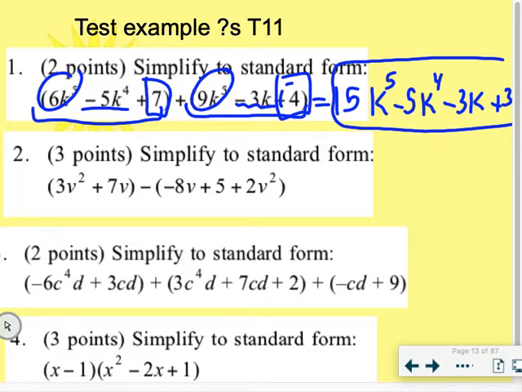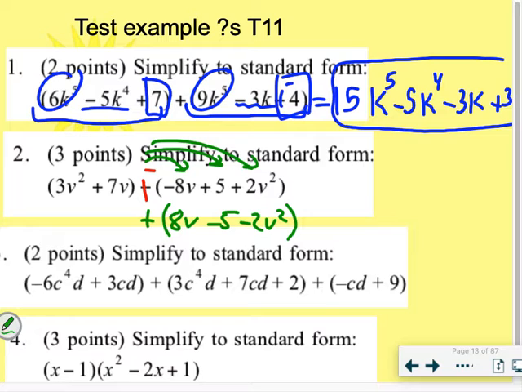Number 3, we're doing subtraction. My advice is to change subtraction to adding the opposite. Change that minus sign to plus a negative. That's the definition of subtraction. And then I would recommend distributing that negative to everything that's in that polynomial you're subtracting. So when you distribute a negative, it just changes the sign of everything. So we'd have 8v, a negative 5, and a negative 2v squared that we're adding to our first term, 3v squared plus 7v, or to our first polynomial.